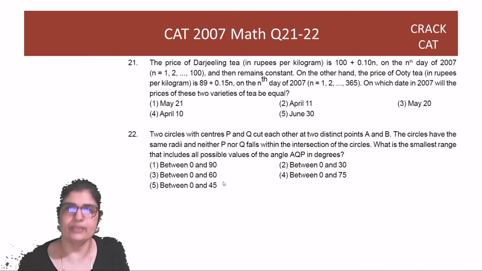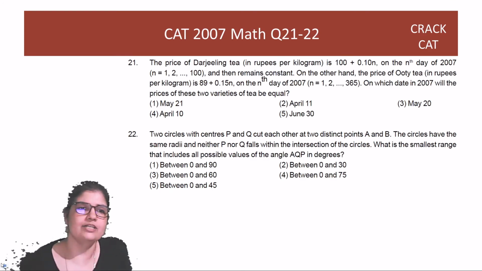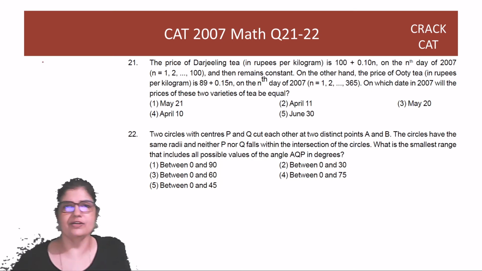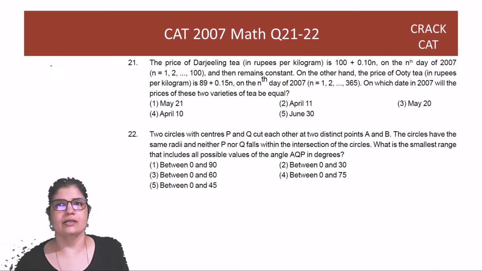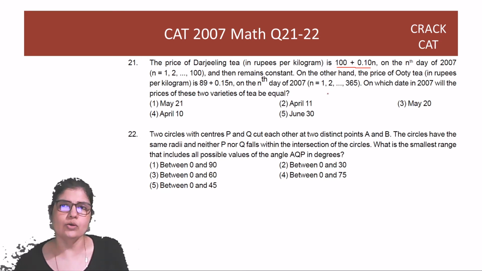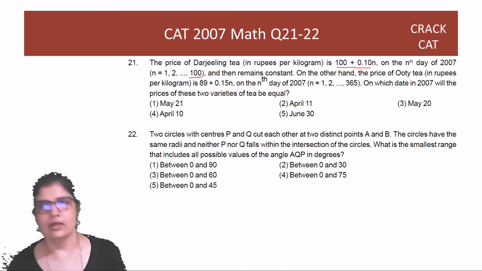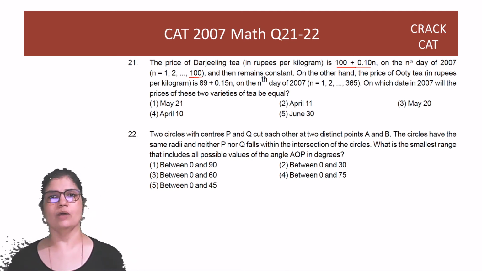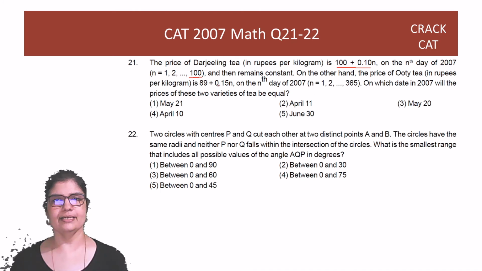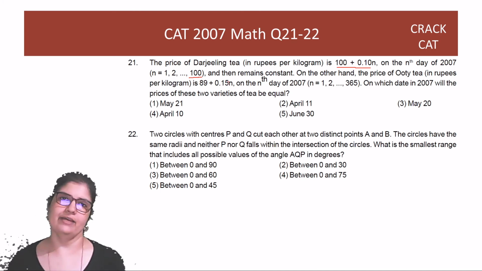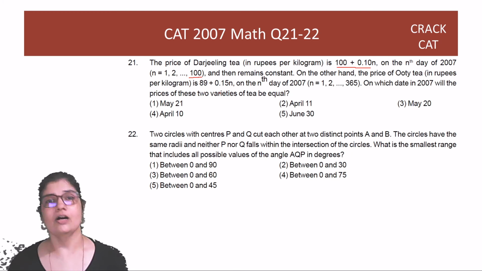Great. Let's look at the 21st question. The price of Darjeeling tea in rupees for the first 100 days, right? It changes. 100, then it is 100.1, then 100.2, 100.3, till 100 days it keeps changing, after which it becomes fixed. OTT keeps changing throughout the year. So on the first day it is 89 plus 0.15 N, which is 89.15. On the second day it becomes 89.3, etc.